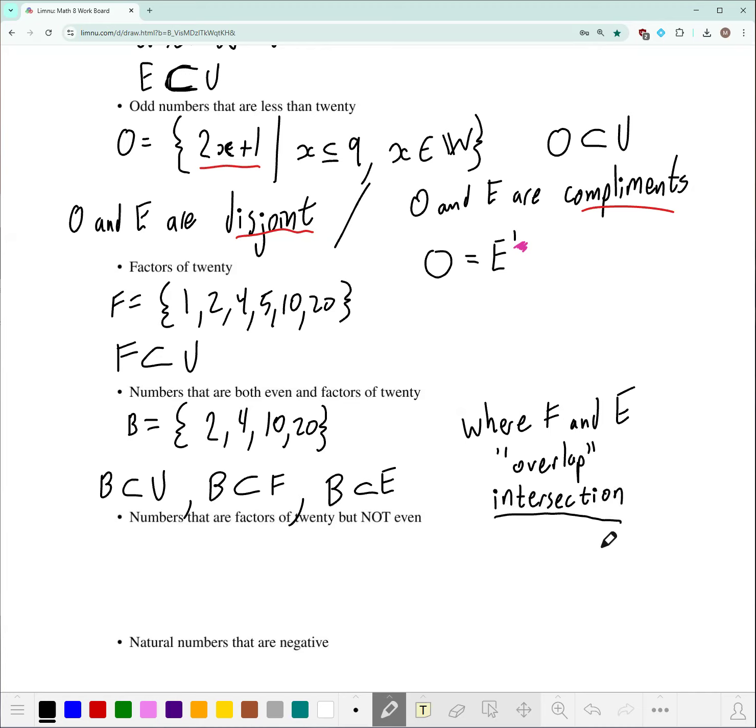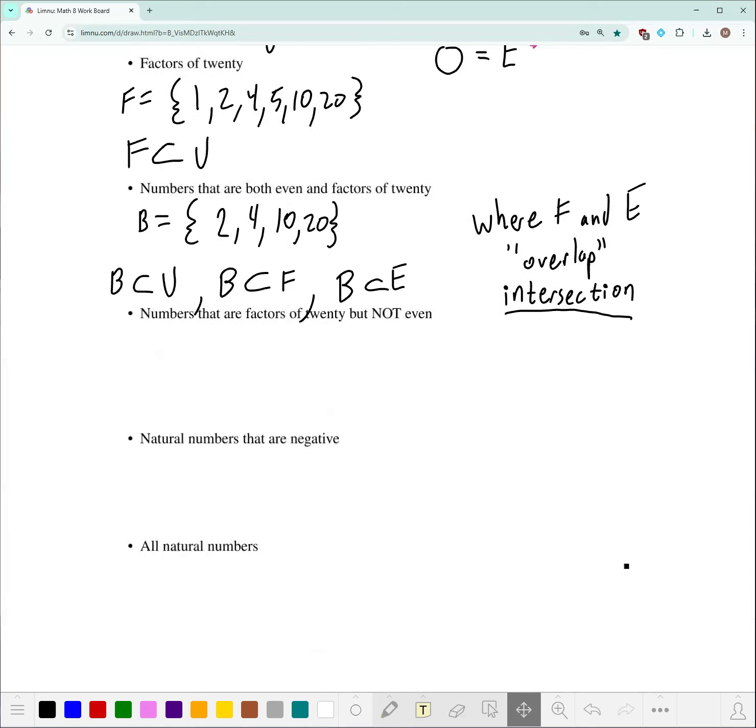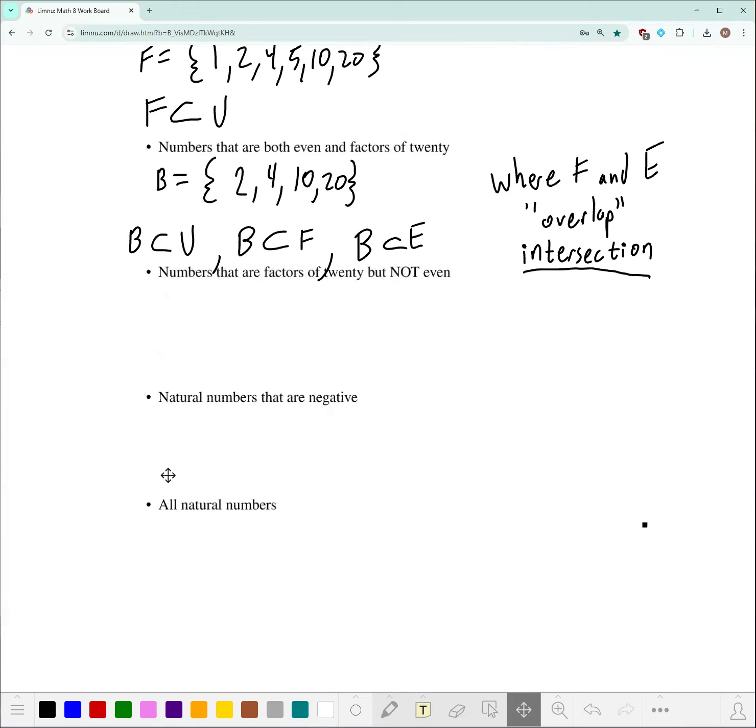And that word is something that we're going to talk about in 10 minutes, 5 minutes, hopefully less. This idea, intersection, is very important for us. So we'll come back to it. How about numbers that are factors of 20 but not even? This we'll call D, you'll see later why, and it includes the numbers 1 and 5.